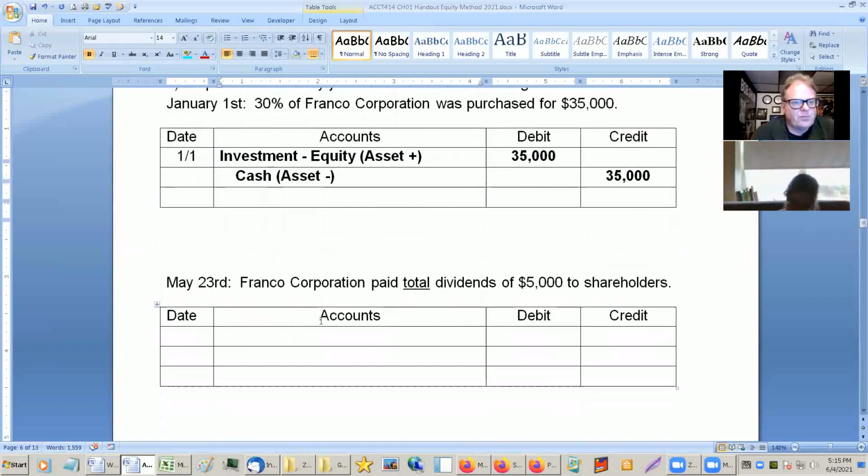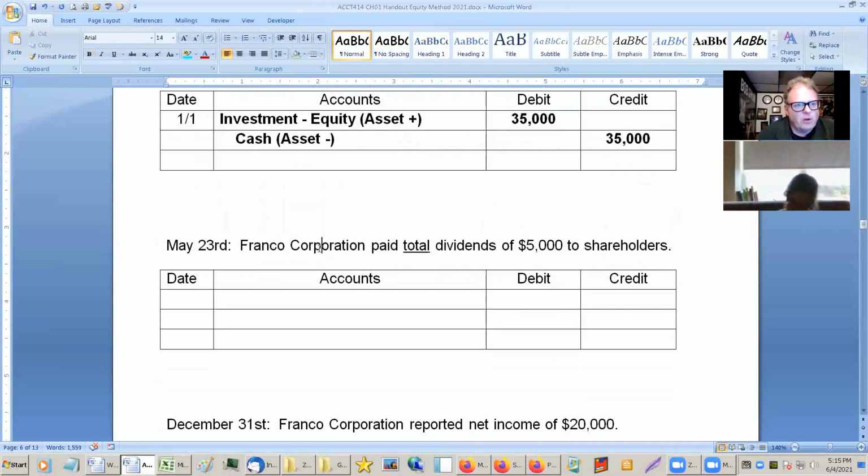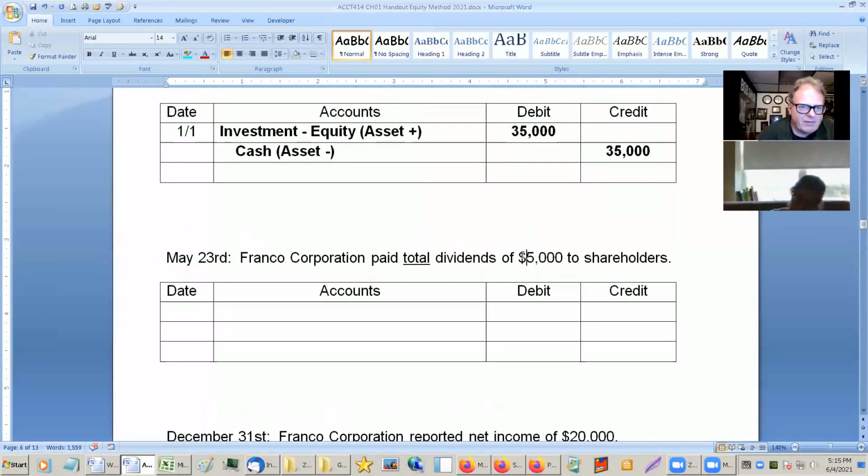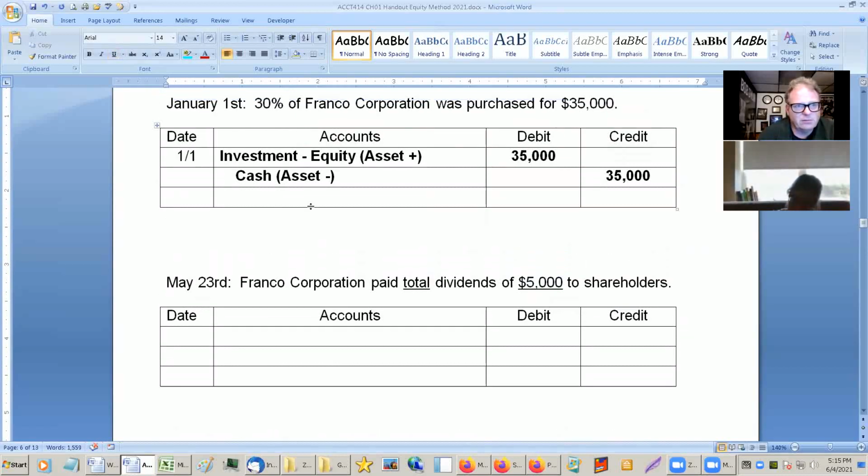Hopefully that changes. But okay, so Franco Corporation paid total dividends of $5,000 to shareholders. Now here's the question: how much of those dividends did we get? Because we have 30% of Franco, that would be, let me think, of course I didn't bring my calculator. 30 times 5,000. Exactly, 1,500. Yep.